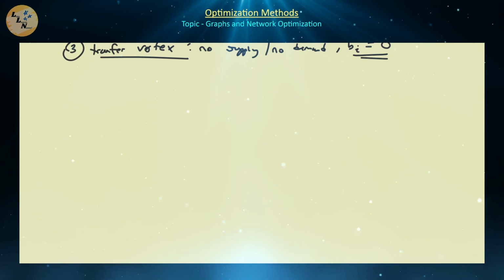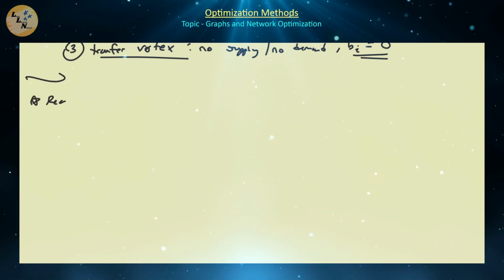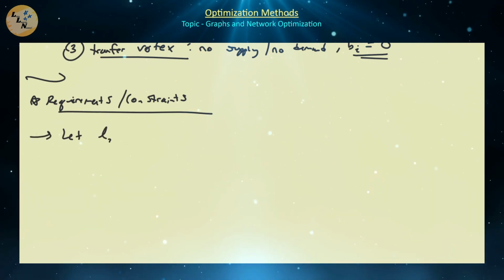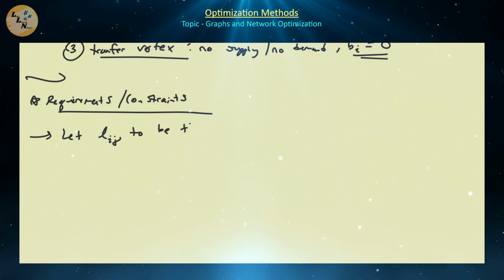Now let's state a couple requirements that we have. So some requirements and constraints for our linear program. We're going to let lij be the minimum.